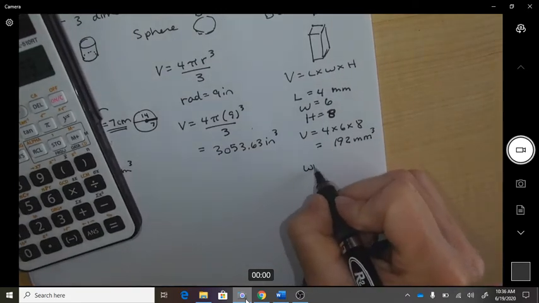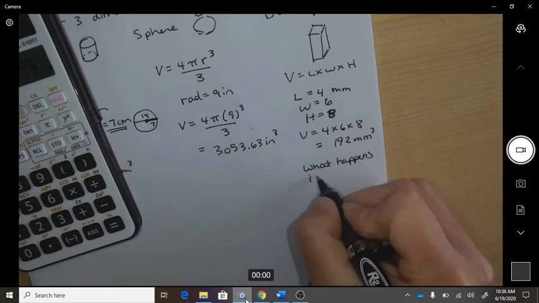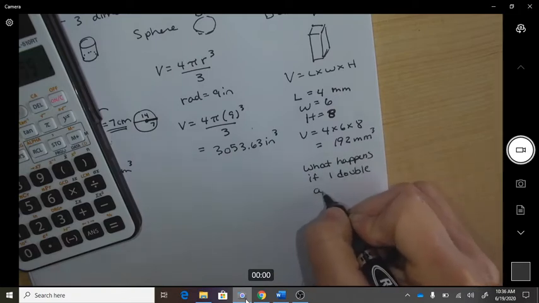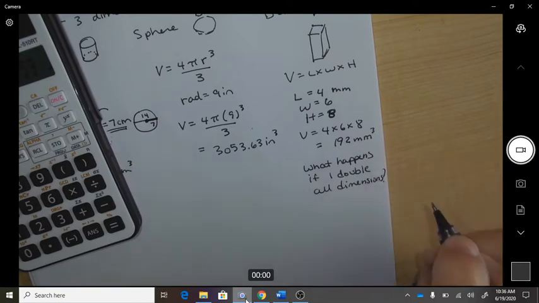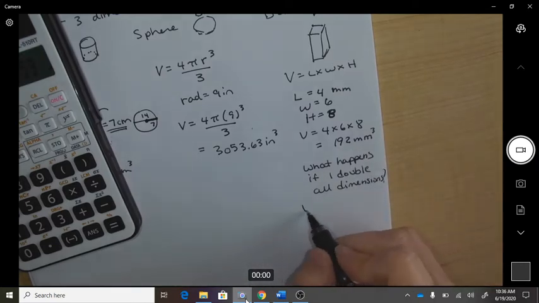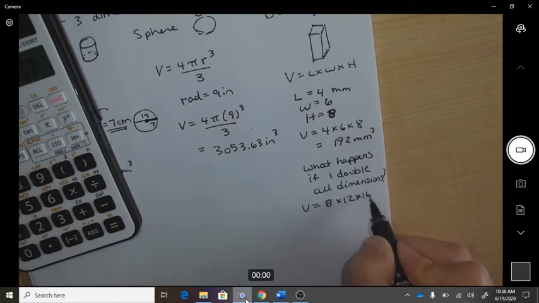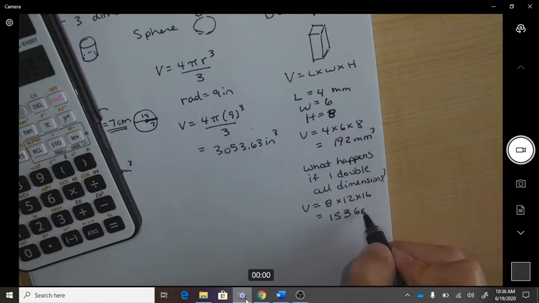What happens if I double all dimensions? So my box would then be 8 by 12 by 16, right? I just doubled them all. So now my volume is 1,536.